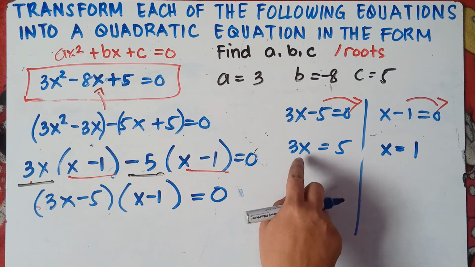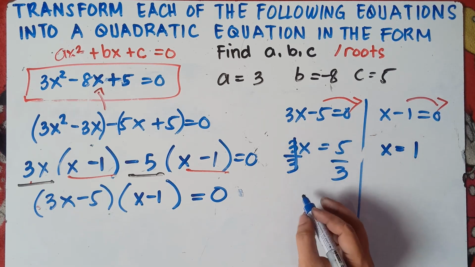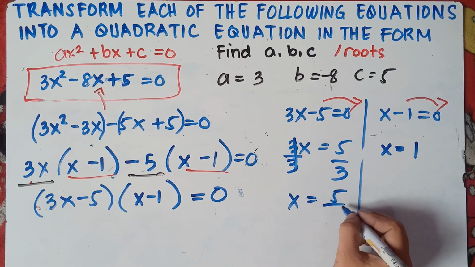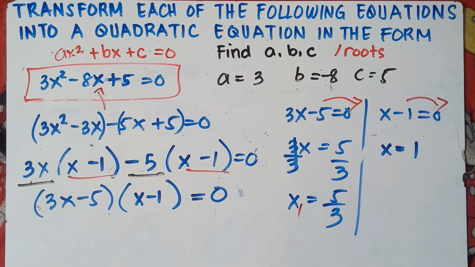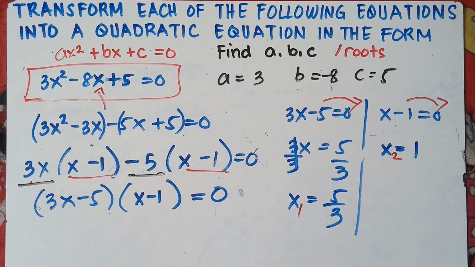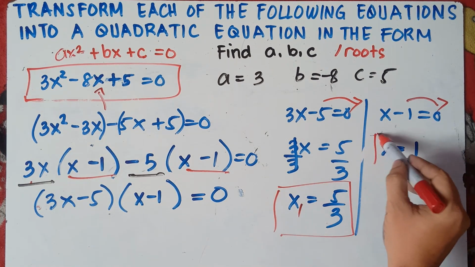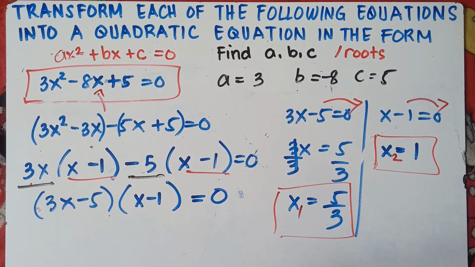Alright, and then to get the value of x for this first root, divide by 3. And our x equals 5 over 3. X sub 1 is 5 over 3. The other root is positive 1. That's it, class. All set for number 4. Quite tricky, right? Quite tricky for number 4, class.